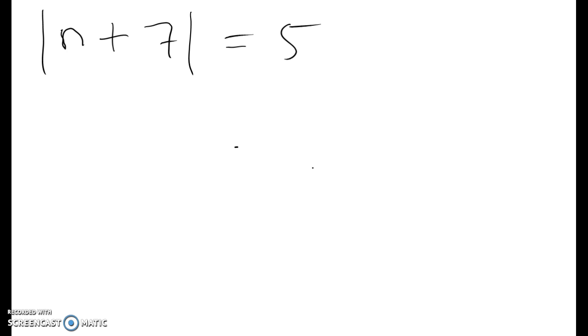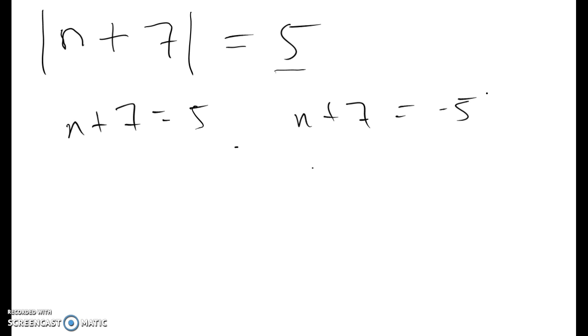However, if you don't feel like thinking, or as these get more difficult, the way that you solve them is just do the problem twice. One with the solution as a positive, one with the solution as a negative. So I'm just going to set this up twice, and I'm going to say n plus 7 is equal to positive 5. n plus 7 is equal to negative 5. And now I can solve each problem in my absolute value.